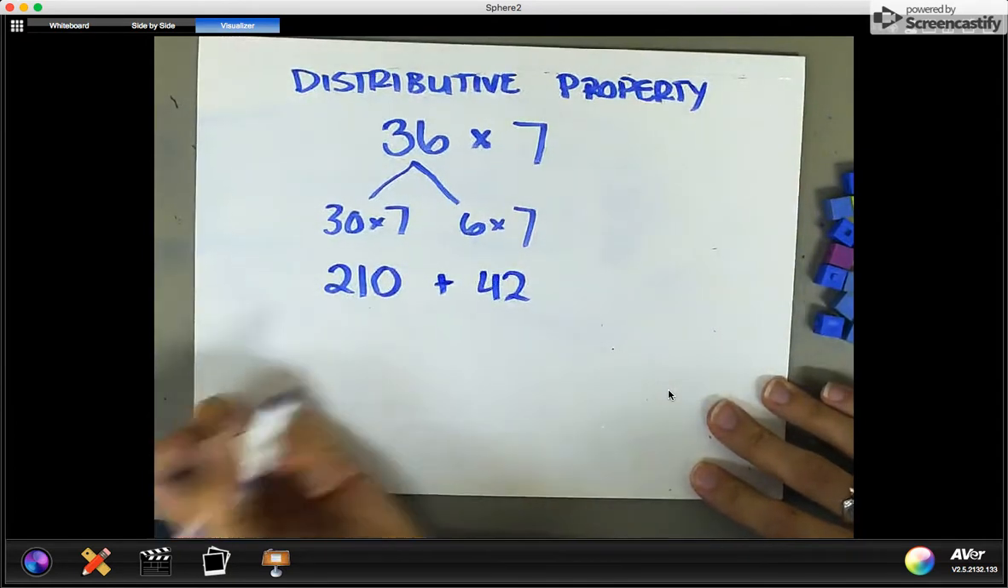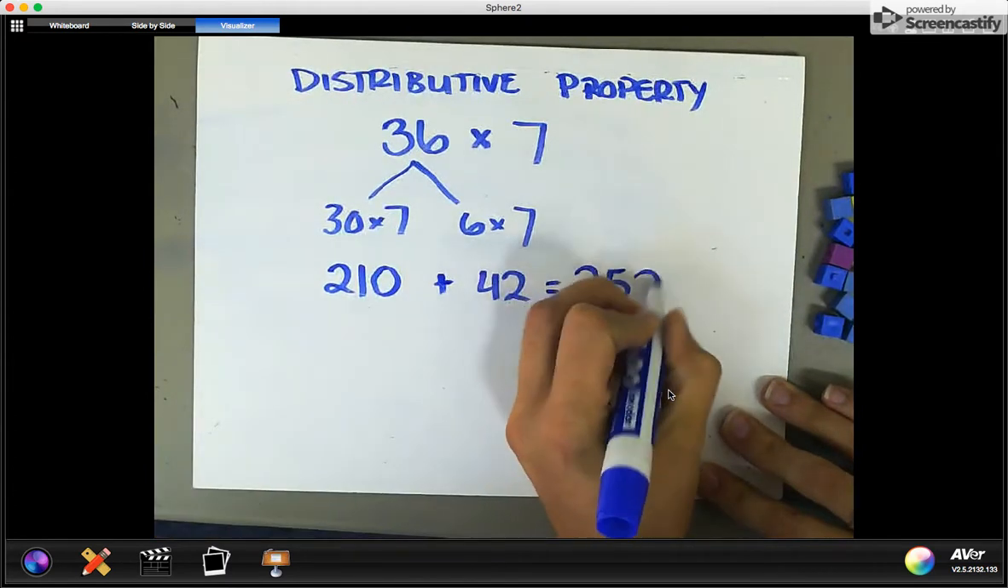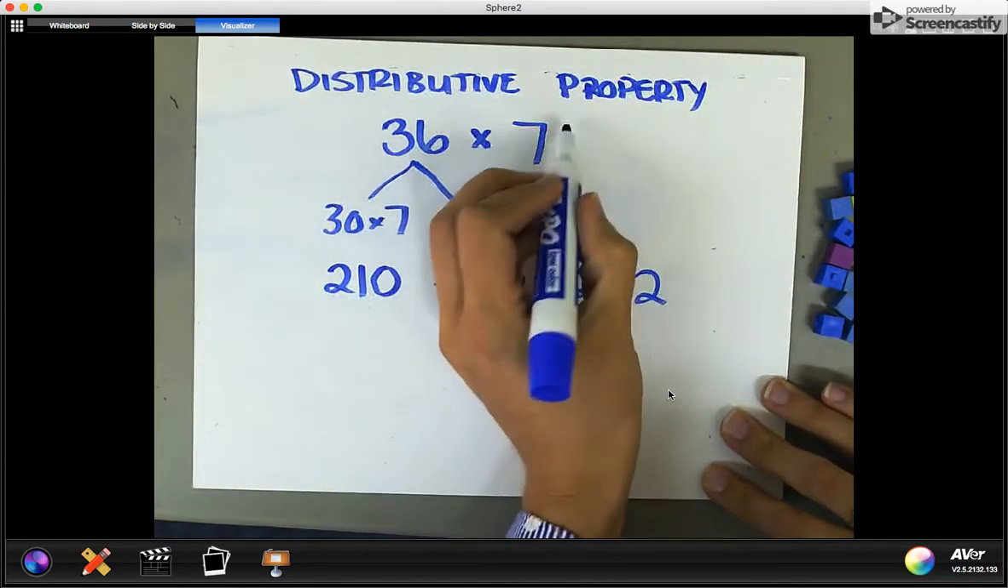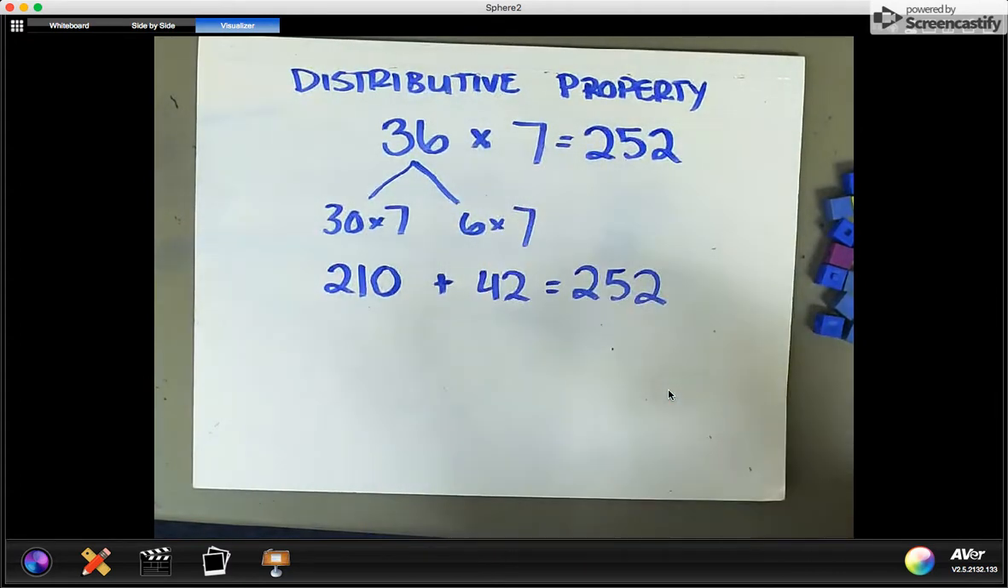And I know 6 times 7 is 42. Now I can add those up pretty easily. 210 plus 42 is 252. So 36 times 7 is 252. And if you get really good at this, you can just do it in your brain and you don't have to worry about writing it down. That is the distributive property.